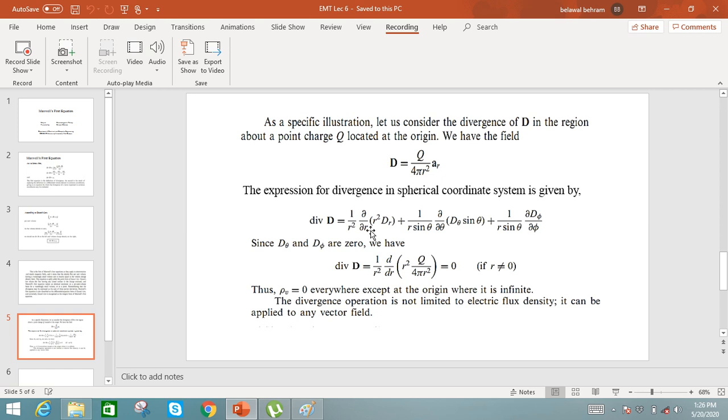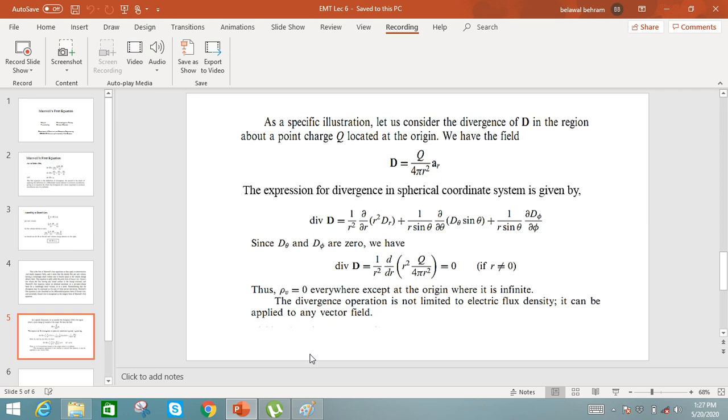Here we only have the radial component, so the partial derivative has been replaced by the full derivative. So it will be equal to 1 divided by r square d by dr of r square dr, and we know that dr is equal to q divided by 4 pi r square. This r square will be cancelled out with r square and the result is actually 0. So the divergence of the electric flux density results in 0 if r is not equal to 0.